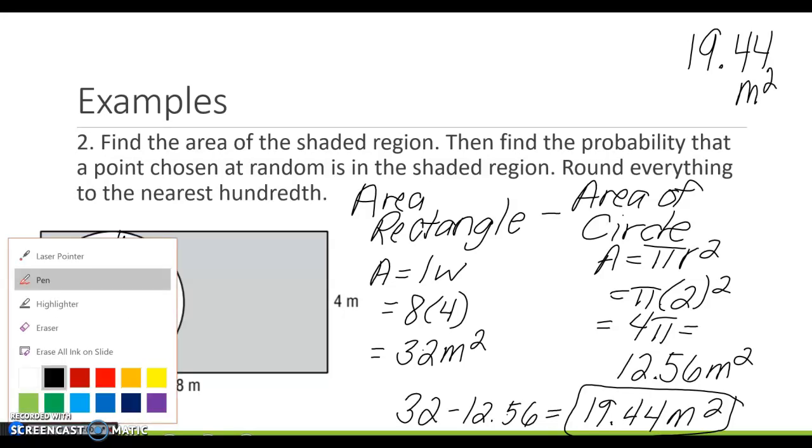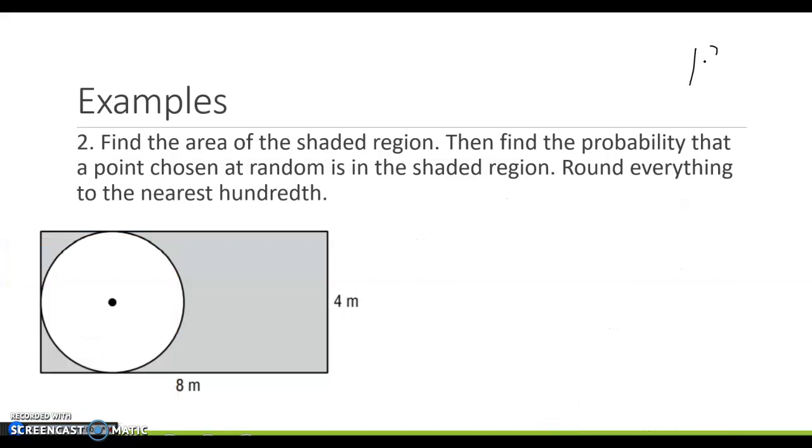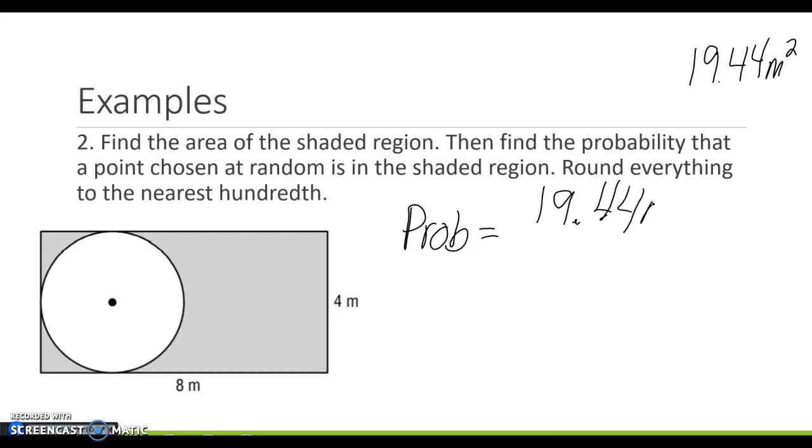Okay, so let me clear everything. Keep that 19.44 up here. So then probability, area of the region we want, which is the shaded region, 19.44 square meters, over the overall shape, and the bigger shape in this case we said was the rectangle, and that had an area of 32 square meters.